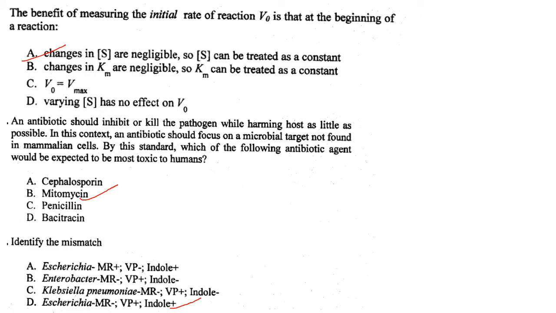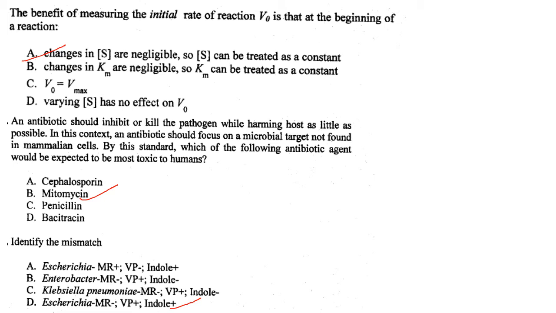Then next one. The benefit of measuring the initial rate of reaction is: at the beginning of a reaction, changes in concentration of S are negligible, so concentration of S can be treated as a constant; changes in Km are negligible, so Km can be treated as a constant; V0 is equal to Vmax; varying concentration of S has no effect on V0. So they have asked for the benefit of measuring the initial rate of a reaction at the beginning of a reaction. The benefit is that changes in concentration of S are negligible, so concentration of S can be treated as a constant. Answer is option A.